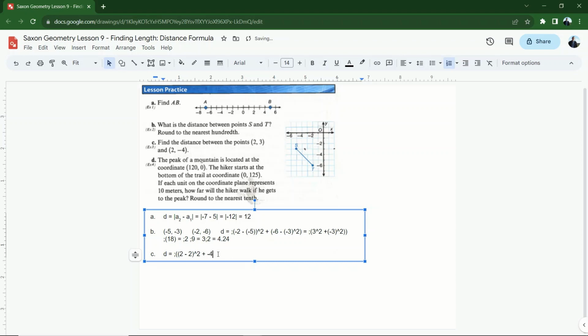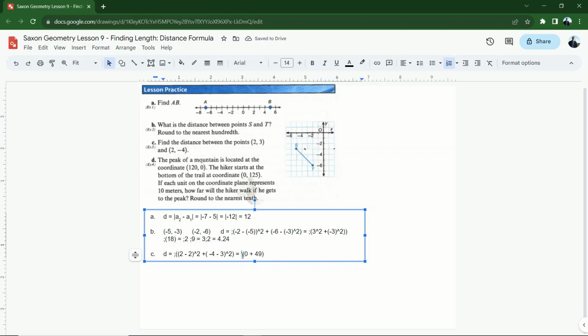Well, y2 is negative 4 minus y1 is 3. And I'm going to take negative 4 minus 3 squared. And then it's the square root of that. So what this is going to evaluate to, the first term, 2 minus 2 is 0. 0 squared is 0. Plus negative 4 minus 3 is negative 7. Negative 7 squared is 49. But I need to take the square root of that. So it's going to be the square root of 49.